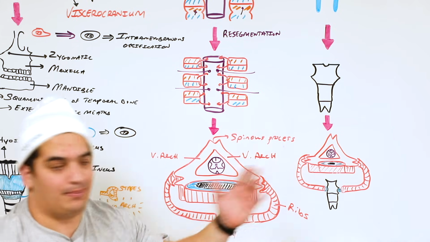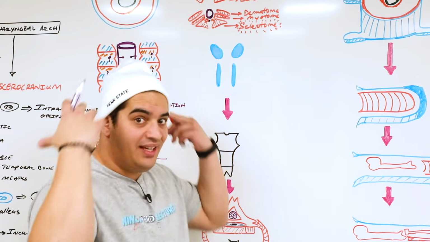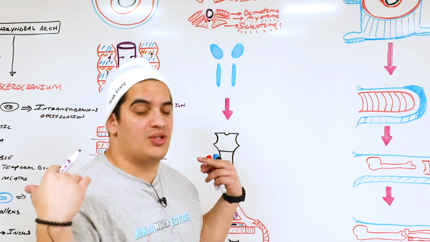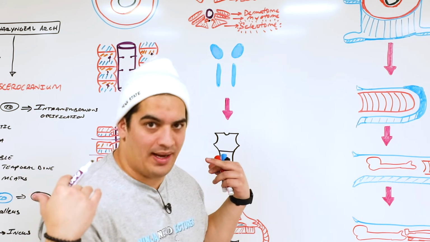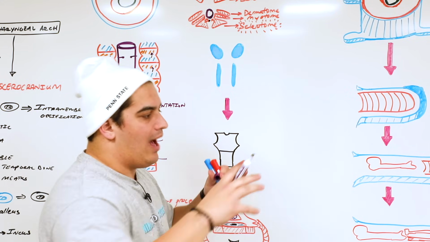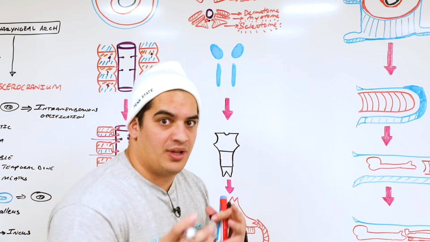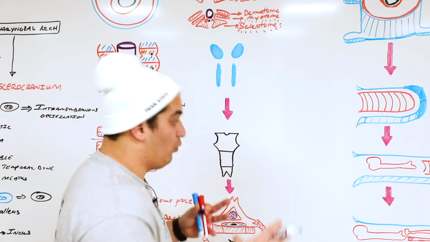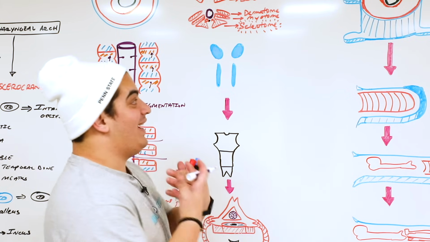Where does that come from? All right, so we formed our vertebral column from the sclerotome component of the somites. We went through the process of resegmentation, and then we talked about how that sclerotome portion of the somite made the vertebral column and ribs. Now, let's go ahead and make the sternum.